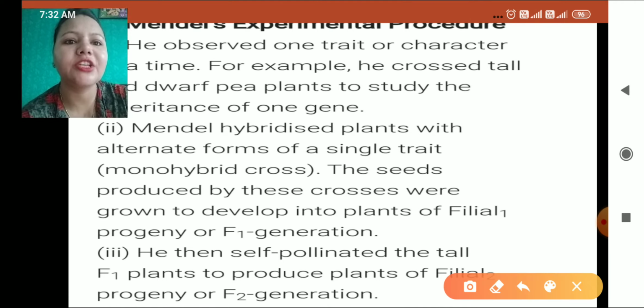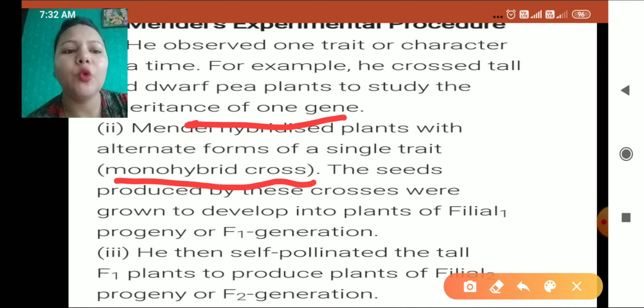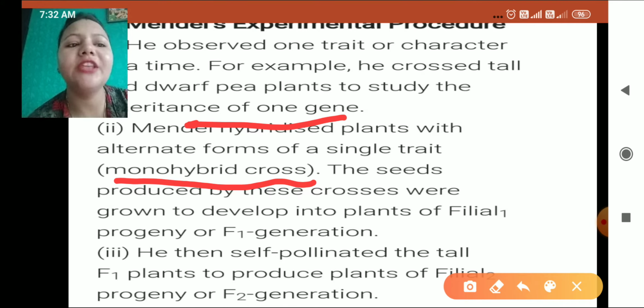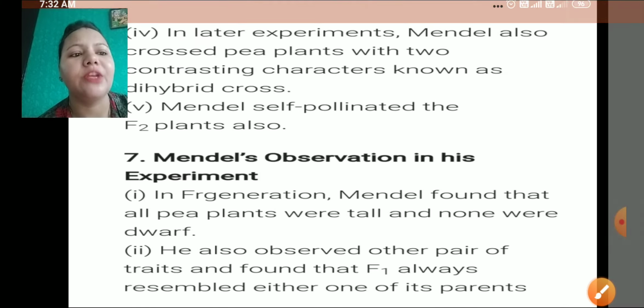This is termed as a monohybrid cross. The seeds produced by the first monohybrid cross were grown to develop the F1 generation. Then he self-pollinated the F1 generation to produce the F2 generation, that is the second filial generation.